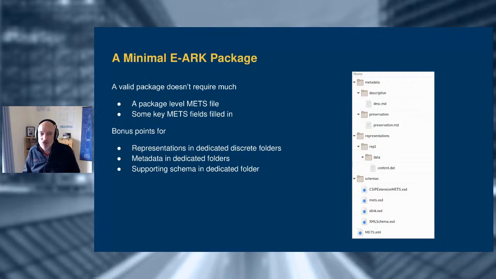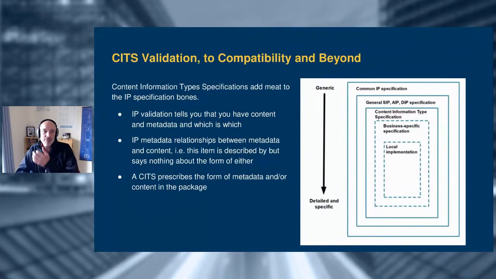So, a valid eARK package really doesn't require very much. It requires a package level METS file and some key METS fields filled in. With that, you can actually get a package that's genuinely valid at the structure and metadata level. And you get bonus points that are realized in terms of far fewer warnings for things like representations in dedicated discrete folders, metadata in dedicated folders, supporting schemas and documentation in dedicated folders. But they are simply warnings. They are just bonus points. A valid package really doesn't require much at all.